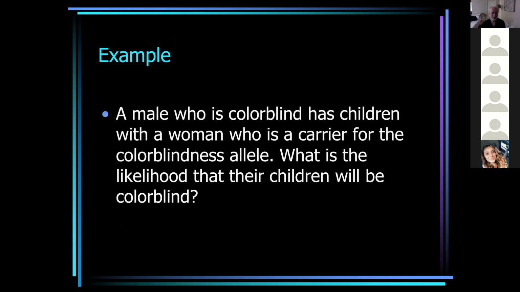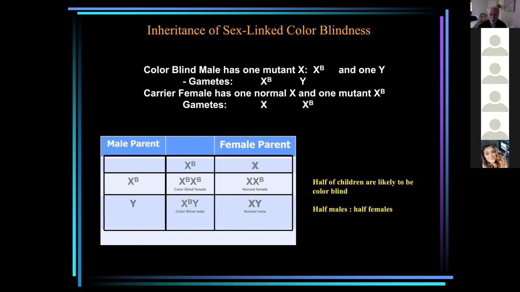So here is an example of what could be a real world mating. A male who is colorblind has children with a woman who's a carrier for color blindness. What is the likelihood that their children will be colorblind? Now, this is typical of an example that you might run into on your worksheet. So let's go through it.